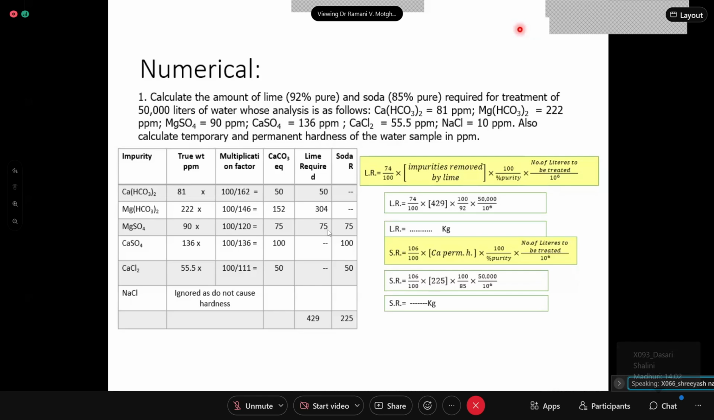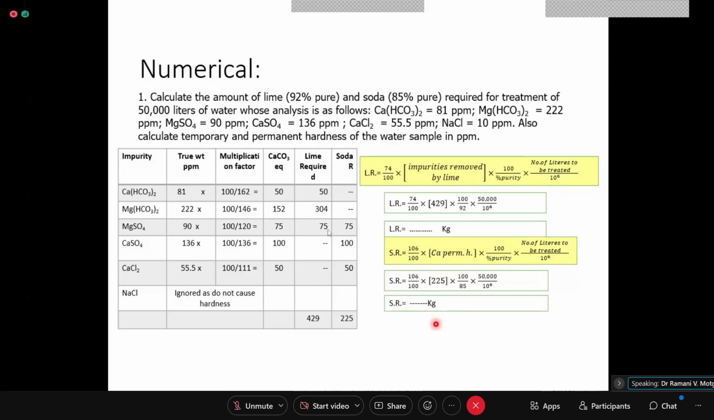14.029. Okay, if everyone is getting 14.029, then you can round it up to 14.03, and that 14.03 can be written here as the answer. Things are clear? So this was a simple numerical. There is no coagulant used, there is no turbidity, no CO2, no bicarbonate, no sodium aluminate, and so on. So the first numerical was a very simple one.